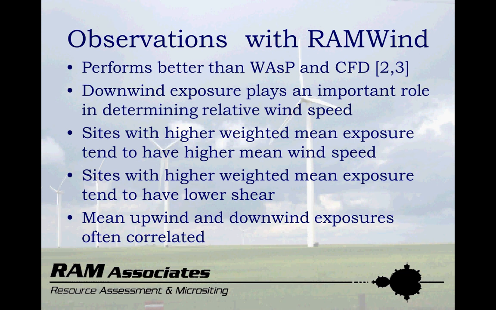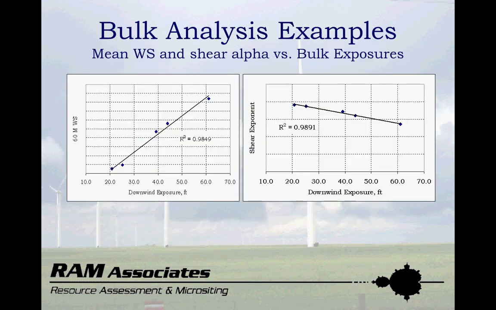And then the mean upwind and downwind exposures are often correlated at MET sites and turbine sites. This is an example of some analysis we have performed at a project site where we have 5 MET towers, and it shows a very close relationship between the downwind exposure and the 60-meter wind speeds, showing positive slope and increasing wind speed with exposure, and then conversely the shear on the right is shown to be negatively related to exposure.